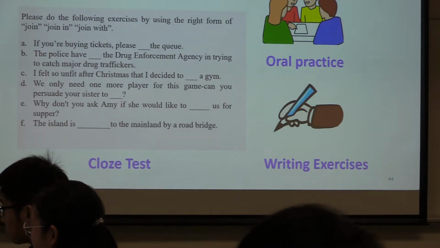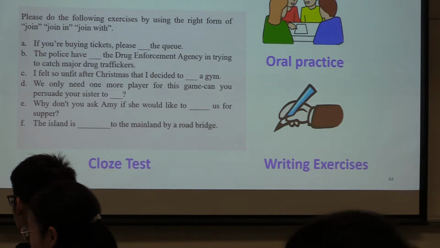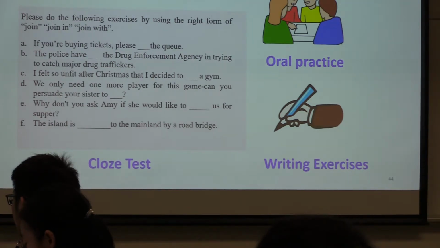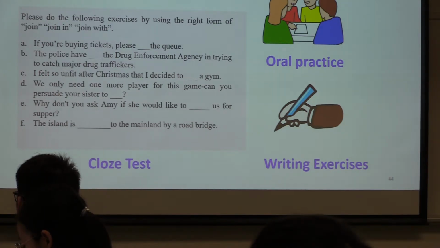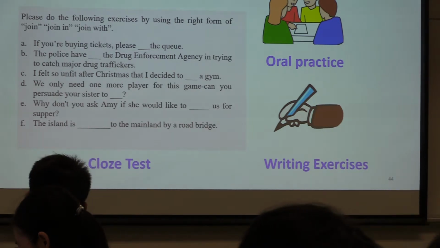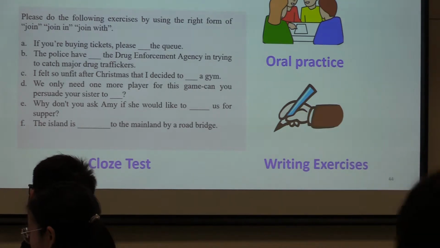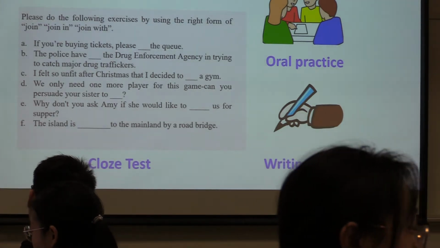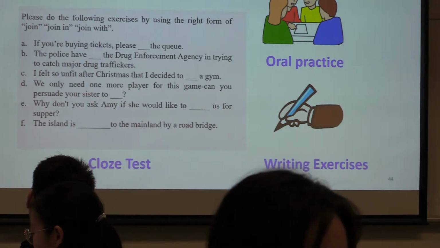Okay, and finally, ask them to write something, also making use of join in or join with. Ask them to write a document, for example, maybe writing what happened to them in the past month or past week. They have to use at least 3 use patterns of join. Okay, so make them use these newly learned forms, right? Okay.